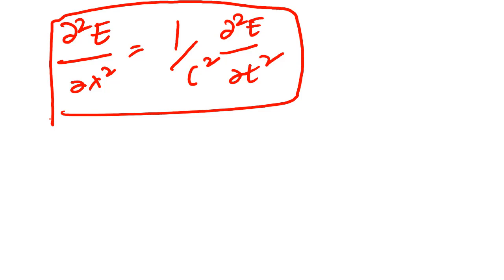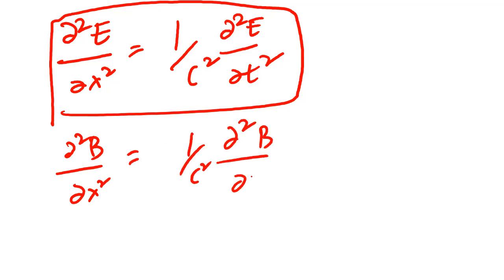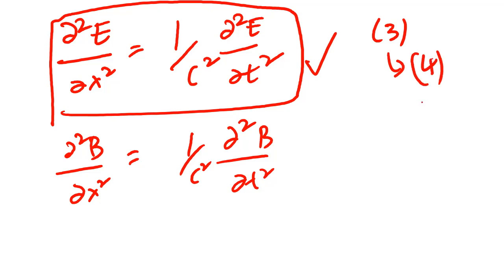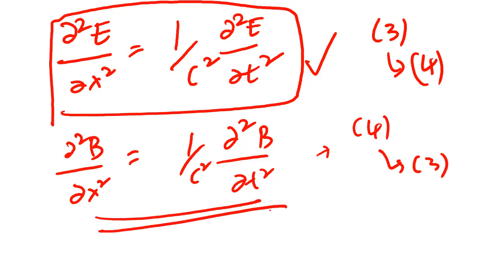And you can write a similar equation for the magnetic field as well, which is basically ∂²B/∂x² is 1 over c squared ∂²B/∂t². So in the previous derivation, we started with equation 3 and then plugged it into equation 4. If you do the other way around, if you start with equation 4 and plug in equation 3, you basically get the same equation for the magnetic field.